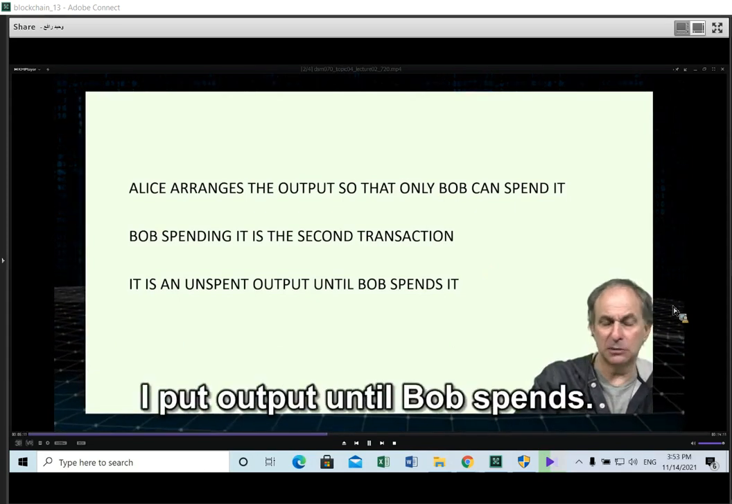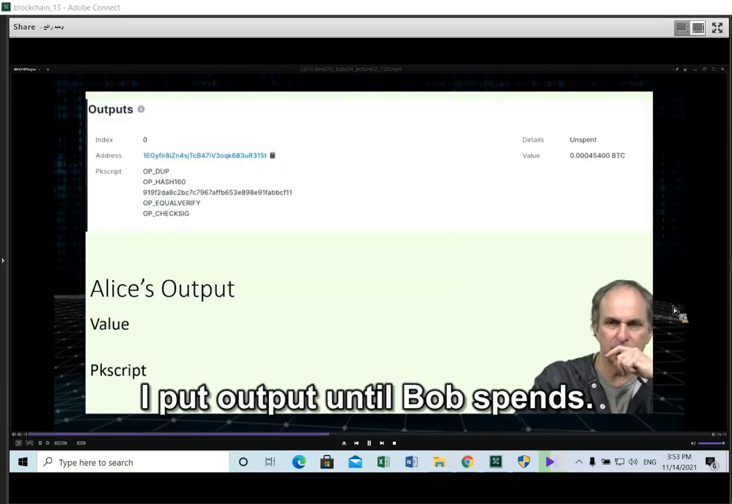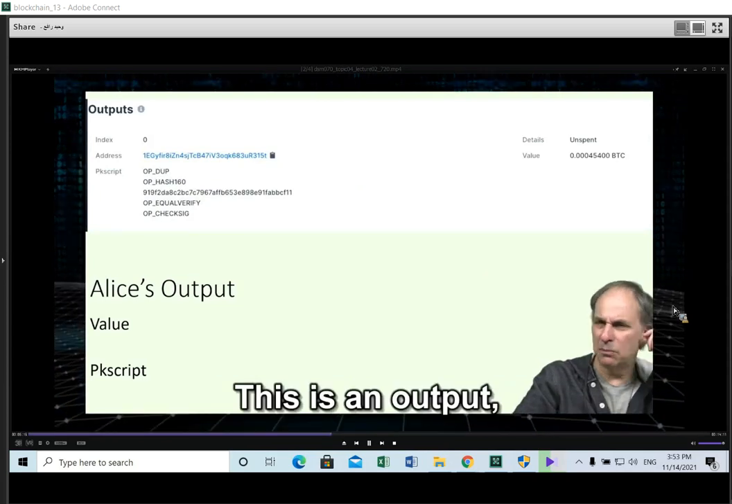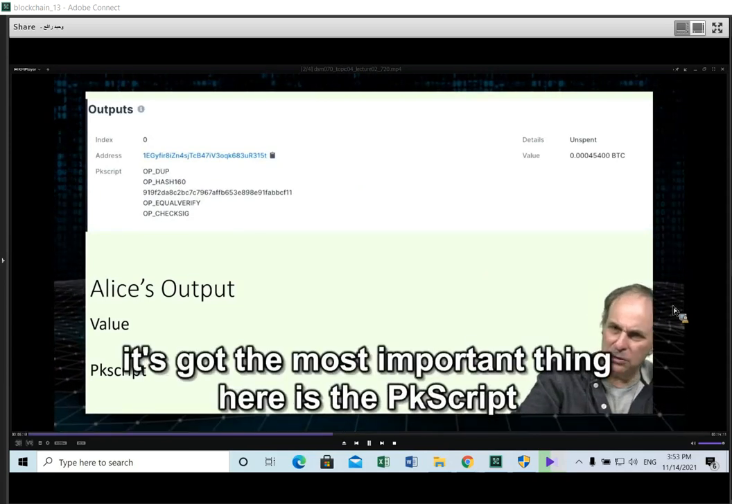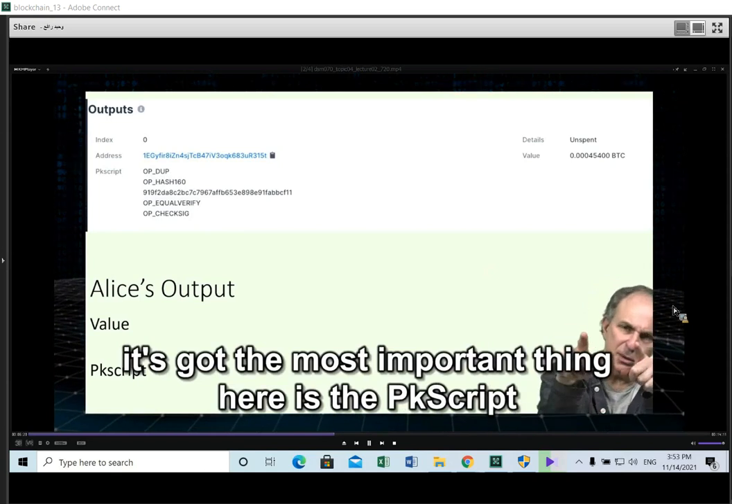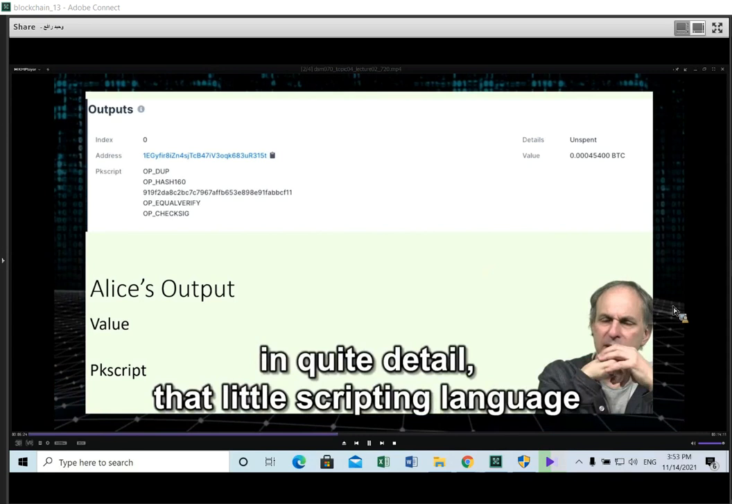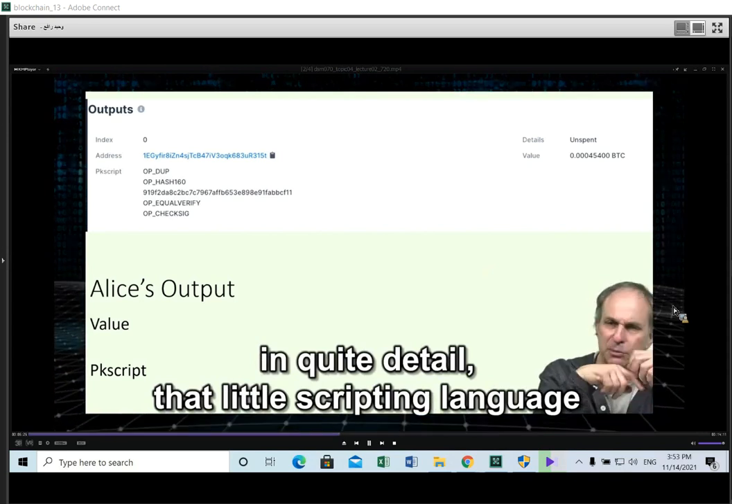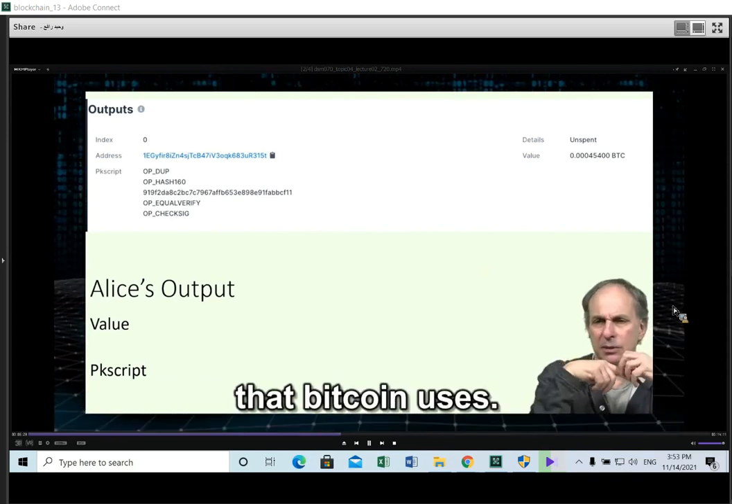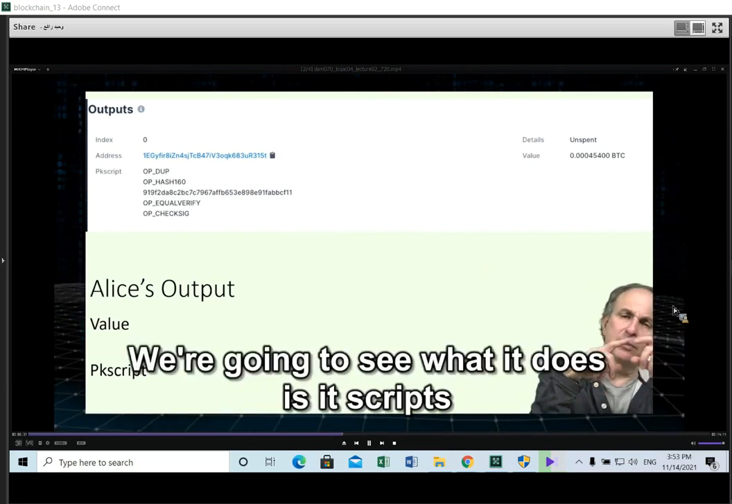So Bob's input, and the most important thing, is that he's got a SIG script, and that SIG script is two numbers, two big numbers, right? Okay, strings, numbers, what have you. So that's the most important thing here. So what is that SIG script?